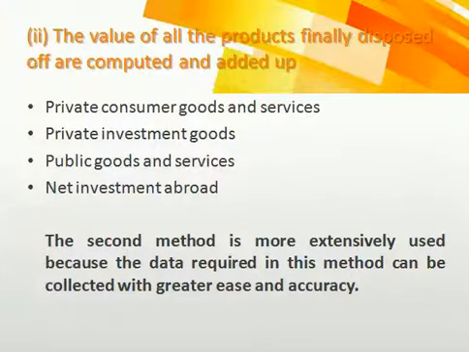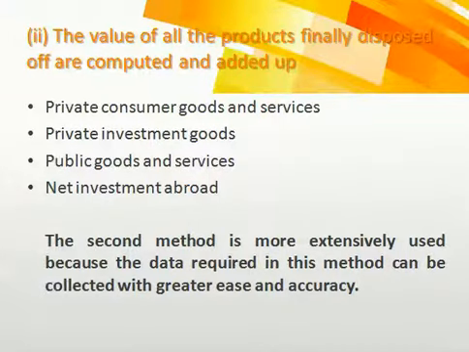Okay, so this was one example. Whatever expenditure the population of the country is making, that amount will be added together and national income will be found out. And in this expenditure method, the method where the value of the products finally disposed of are computed and added up is being extensively used, because we can find the data very easily. The prices of the final products, the retail MRP prices of the products, can be easily calculated, with ease and accuracy. So this is generally used.